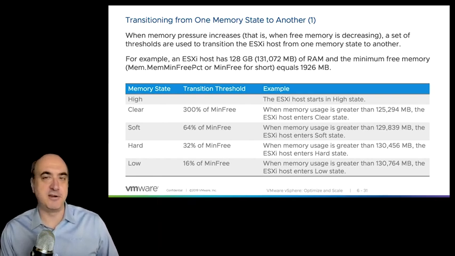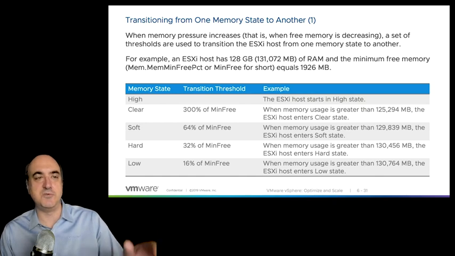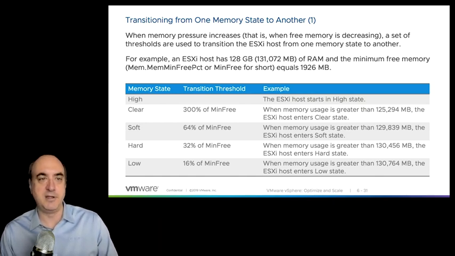If, though, the compression and swapping is not sufficient, now we've transitioned into low, which is basically 16% of min-free, basically a sixth of min-free. Now the system has moved into a blocking state. No new pages can be allocated. So these are the percentages that we transition to when we're basically dropping free memory lower and lower and lower.